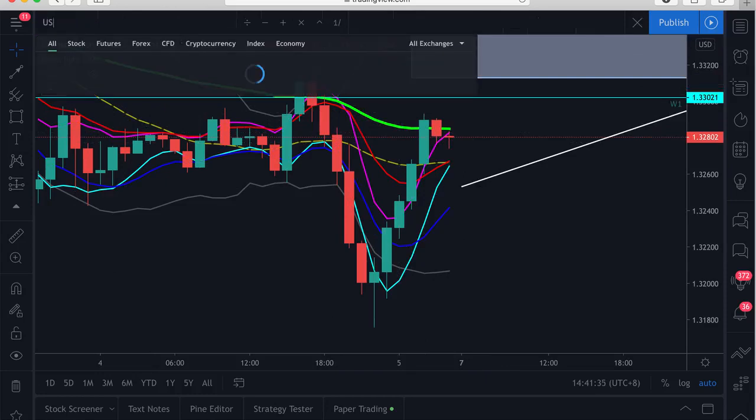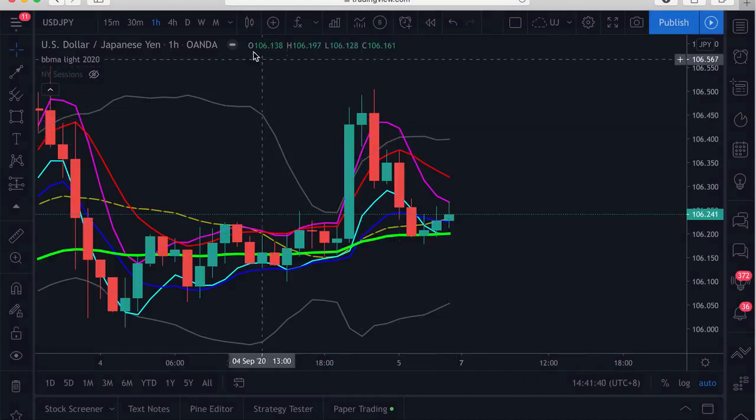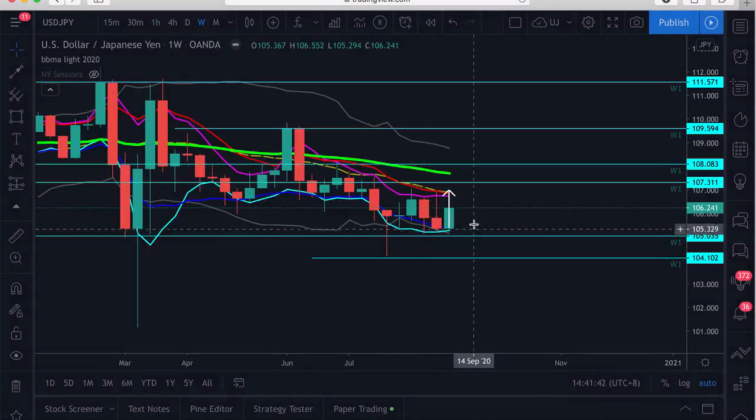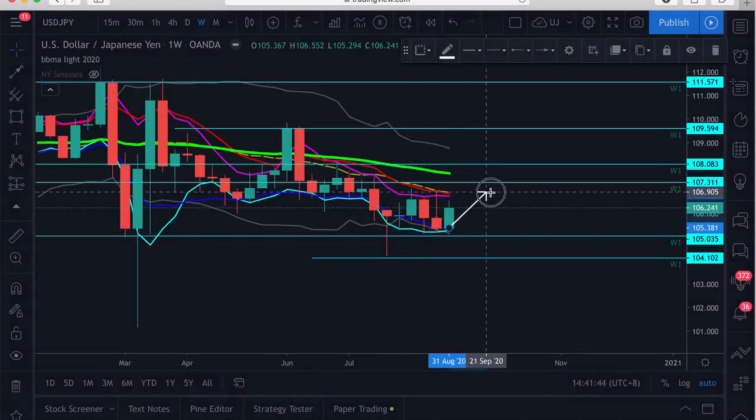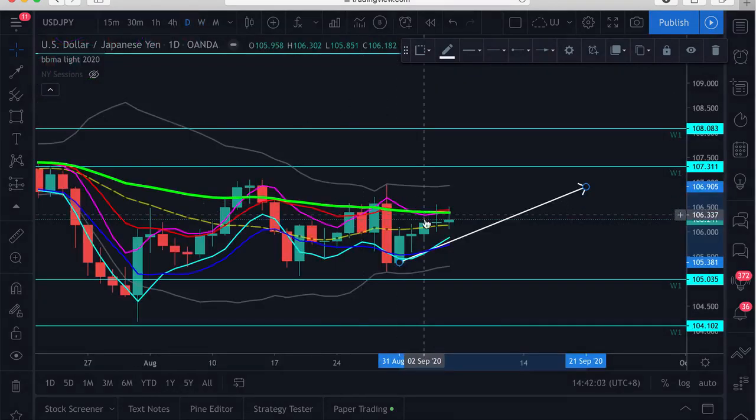Next one, USD JPY. On weekly time frame, price is making a bullish candle. However, this bullish candle is still within the re-entry buy zone. Price just rejected this weekly support level, so at minimum, we're going to see it go to this weekly resistance level. And on daily, we can see price is making CSAK buy. It closed above the mid BB, right?